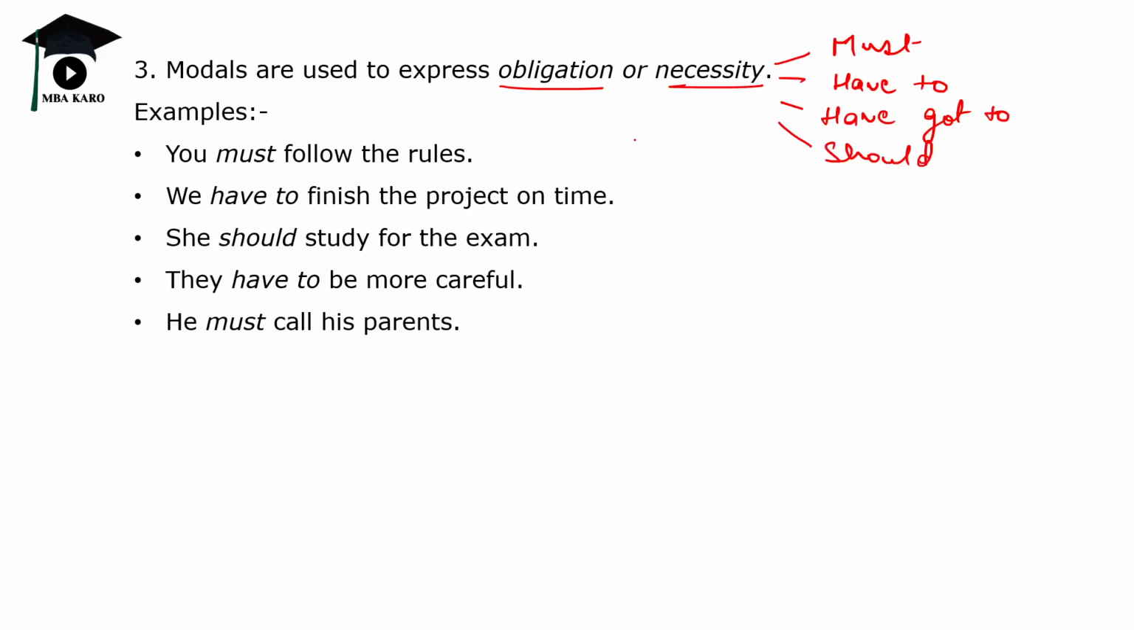Examples: you must follow the rules. We have to finish the project on time. Necessity. She should study for the exam. Necessity. They have to be more careful. He must call his parents. All these examples are showing necessity. To follow the rule is a necessity. To finish the project on time is a necessity. So rule number 3 says modals are used to express obligation or necessity, and the words we use are must, have to, have got to, should.